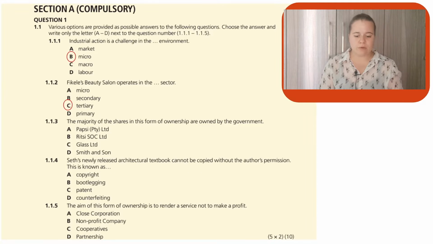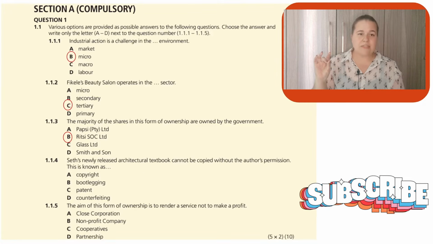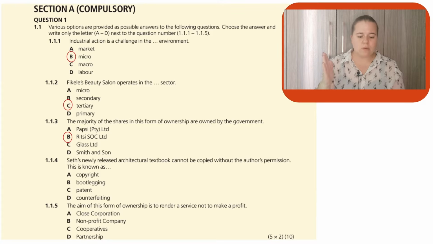All right, then 1.1.3. The majority of the shares in this form of ownership are owned by the government. And there are our options. The answer is the second one. All right, so the ownership of the shares, so SOC, which stands for state-owned company. So that was your keyword, because we know PTY Ltd is a private company. Ltd, it's not going to be that one. And Smith & Son, we know, is a partnership. So when we look at owned by the government, state-owned company.